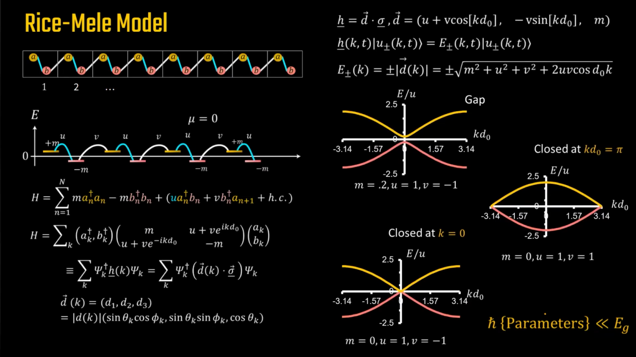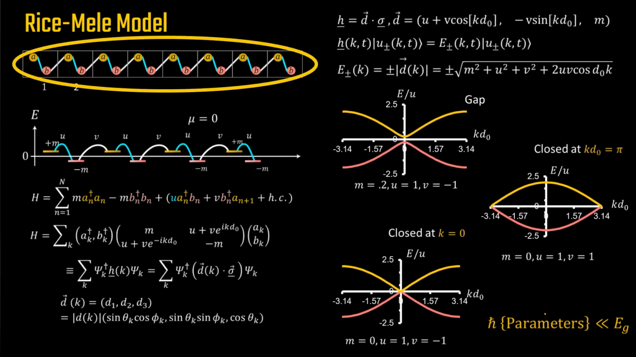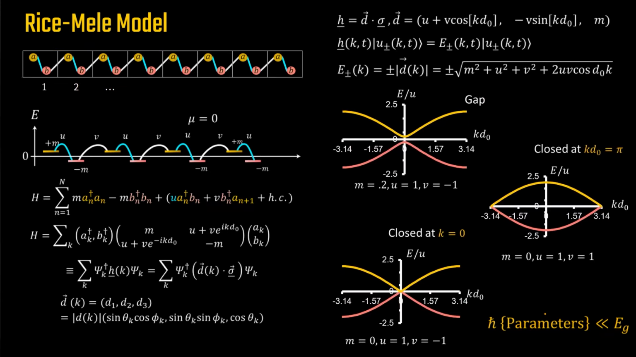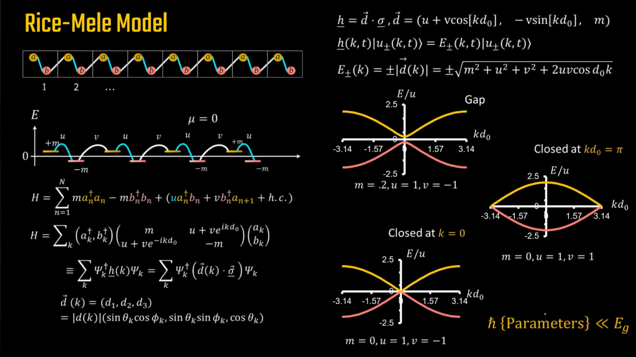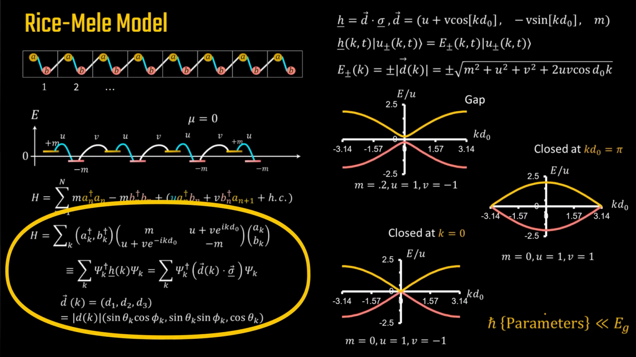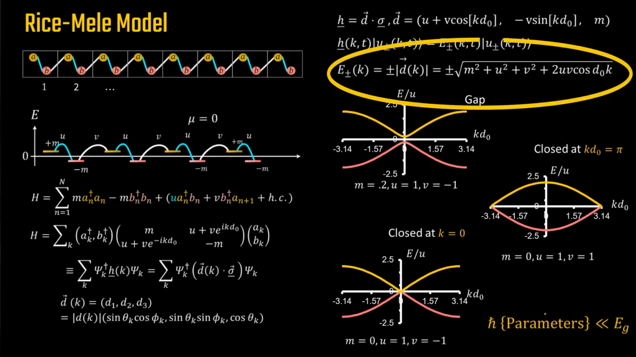This is a summary of the Rice-Mele model we have discussed in the previous video. We have considered a chain with two types of atoms in a unit cell. The quantum mechanical Hamiltonian of the model, H, can be written in real space and in k-space. We found the spectrum of the eigenenergies as well as the corresponding eigenmodes, which are not shown here. There are special values of the model parameters m, u, and v at which the gap closes.